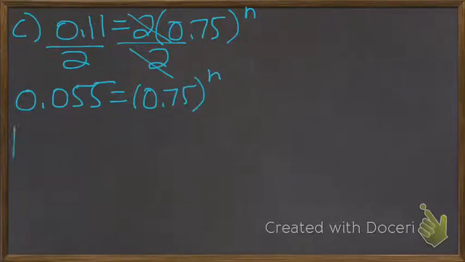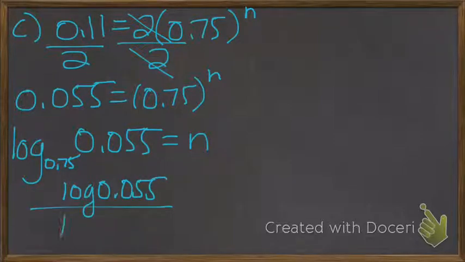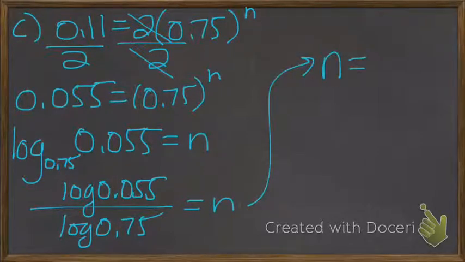Again, let's use logarithms, so we know the log, using our base of 0.75, of 0.055 is going to equal n. Use the change of base formula: the log of 0.055 divided by the log of 0.75 equals n. When you solve that, round to the nearest whole number, and you should get a value of 10. Those are the answers there.